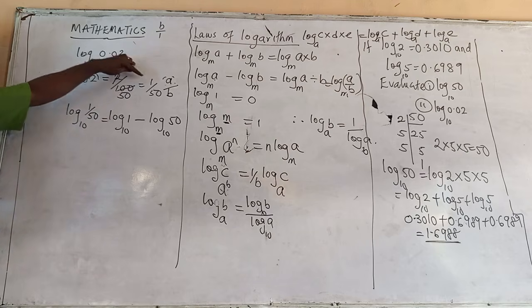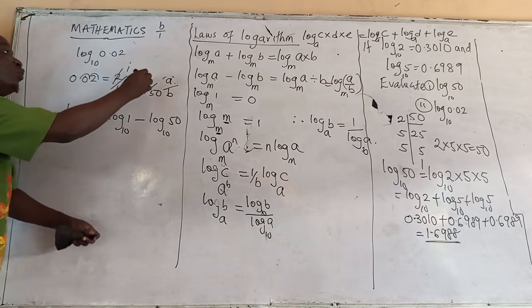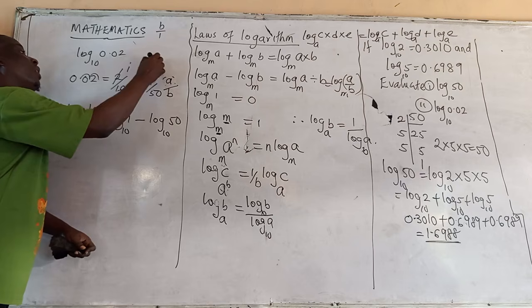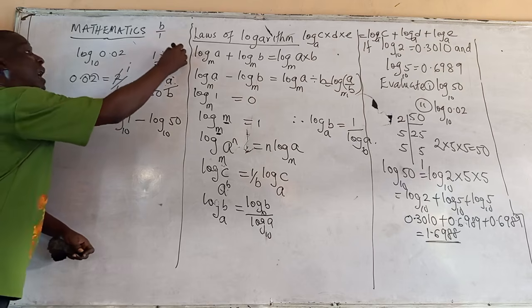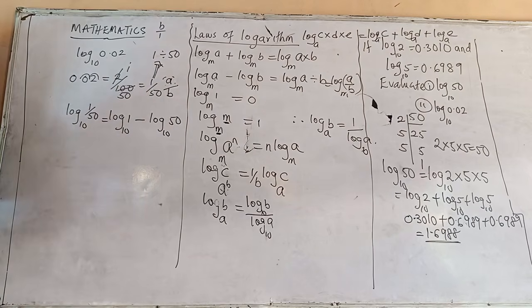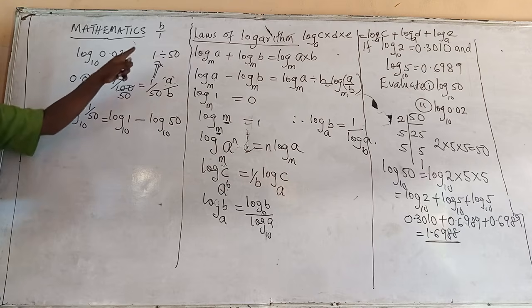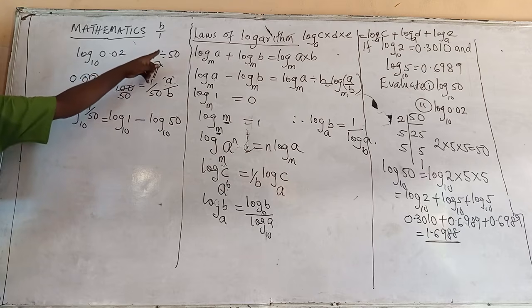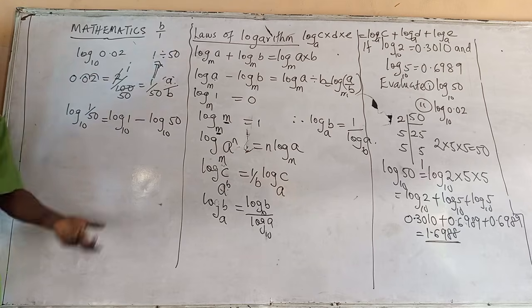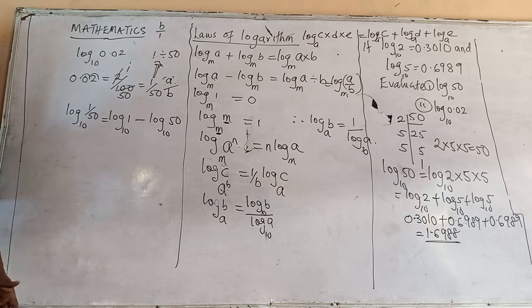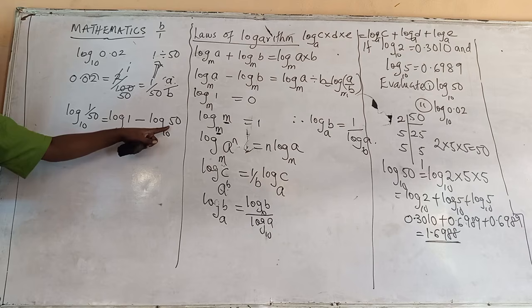Look at A. No, this one is division now. Anytime you have division, you know this one is the same thing as 1 divided by 50 now. I hope you know. And I told you whenever you have division, it is subtraction, abi? So that means log of this one minus log of this one. That is it now. Very easy. And you know we have solved this one before. Hello, we have solved this one before.